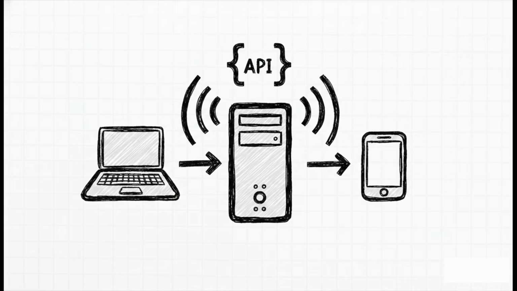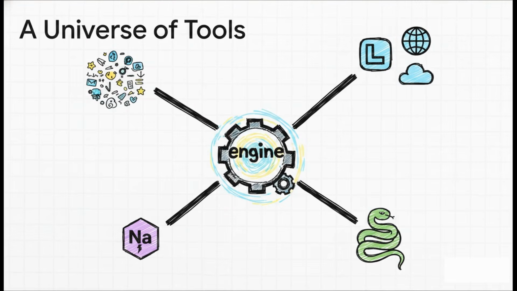And this is the really cool part, because llama.cpp is so good at what it does, so efficient and so foundational, it's become the engine for a huge ecosystem of other tools. You know those popular apps like LM Studio, Ollama, and Jan? They all use llama.cpp under the hood. So do tons of libraries for Python, Node.js, you name it.